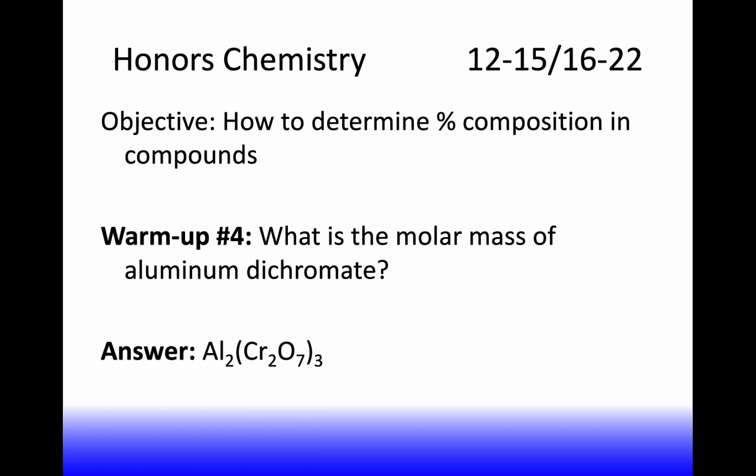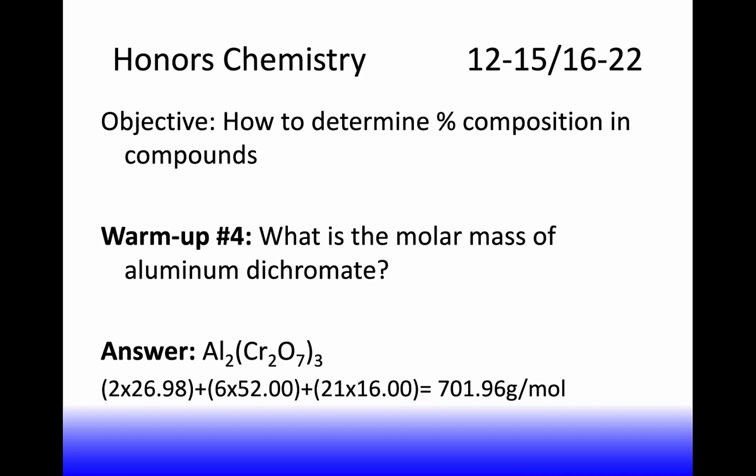That's the formula, right? And once you've got the formula, you can find the molar mass. There's 2 aluminum, there is 6 chromium, and there are 21 oxygens in it. You have to distribute the subscripts inside the parentheses. Now, hopefully you know how to do that. Remember, it's so important to be able to write correct formulas from words.